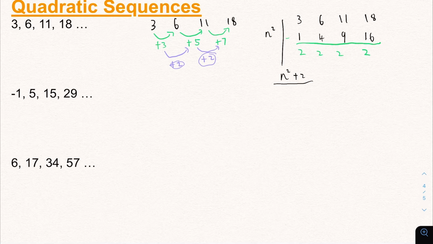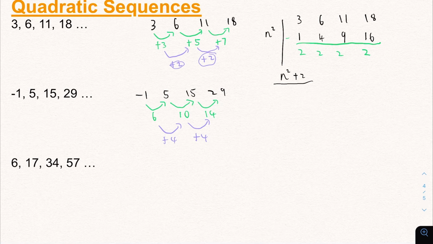Alright, so the next one would be negative 1, 5, 15, 29. Alright, so what you do now is the same thing that you did in the above sequence. So from negative 1 to 5, you add 6, right? And from 5 to 15, you add 10. And from 15 to 29, you add 14. And we go another layer downwards. So from 6 to 10, you add 4. And from 10 to 14, you add 4.